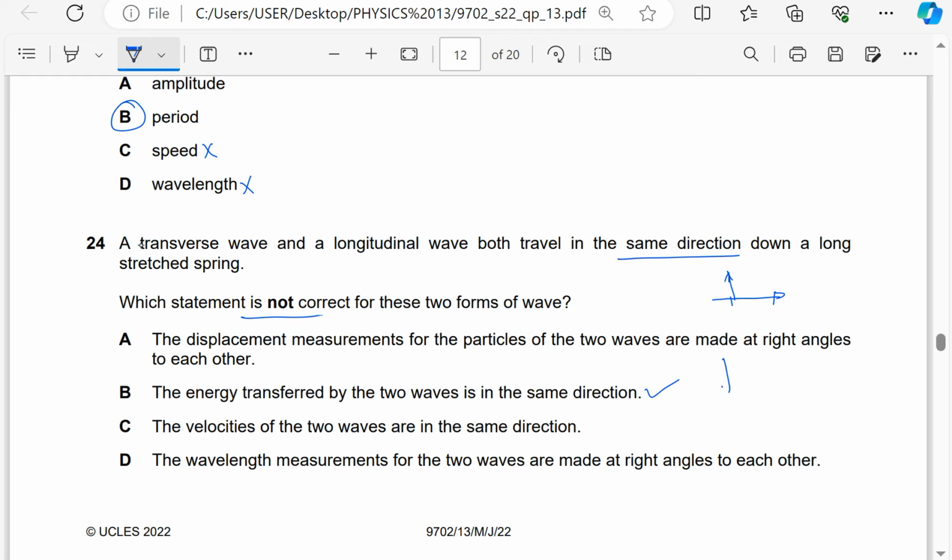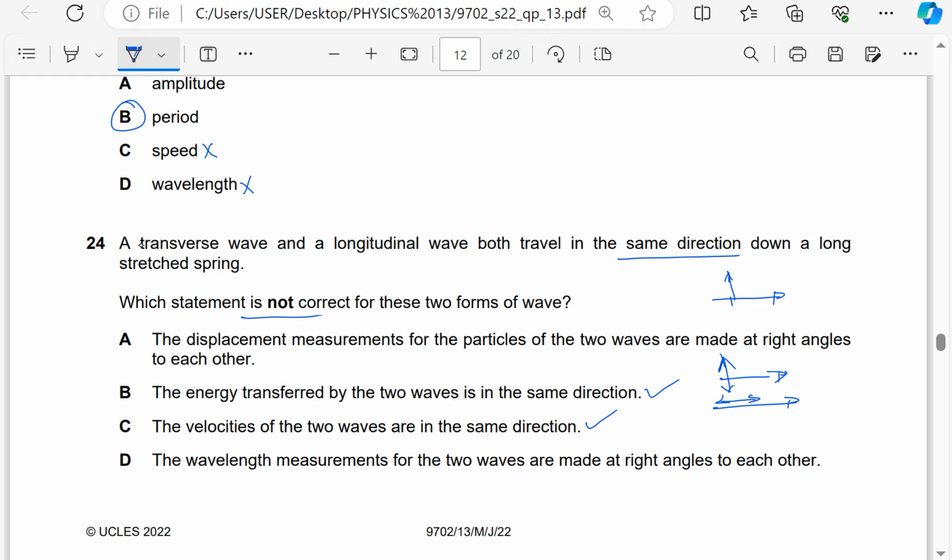Although the vibration of the transverse wave is up and down, energy is in the direction of travel. And the vibration of the longitudinal wave is forward and backward, energy is in the same direction. So the energy is in the same direction. The velocity of the two waves are in the same direction. This is also true. The velocity of the wave is in the same direction as that of propagation of energy.